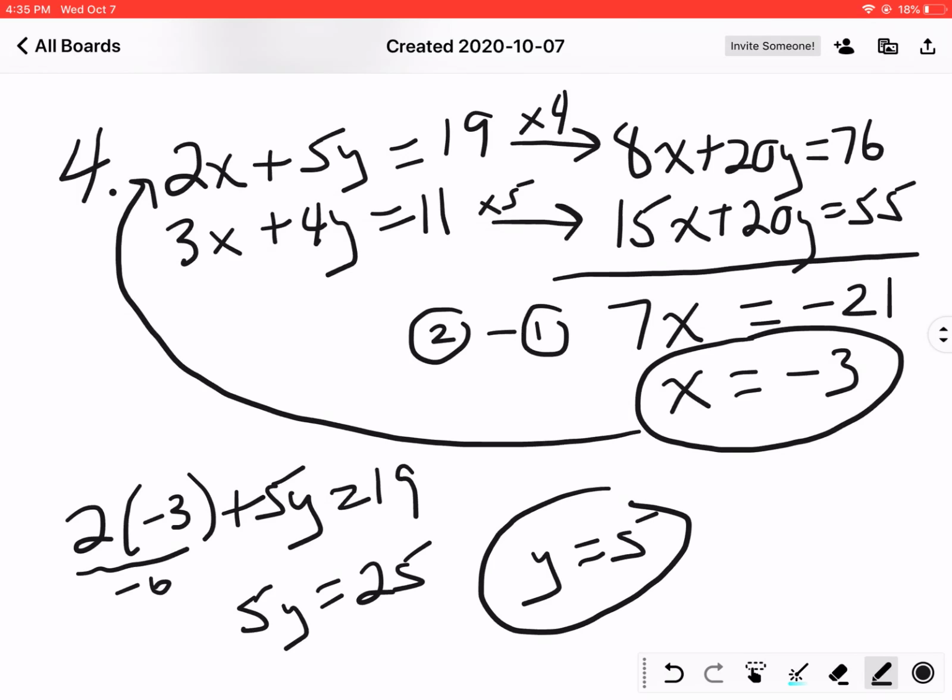If I take my values and substitute them into the top equations, they should both work. That's a way you can check your answer. Please be willing to do that because it's nice to know you got them right or not.